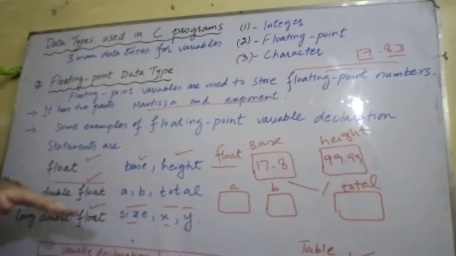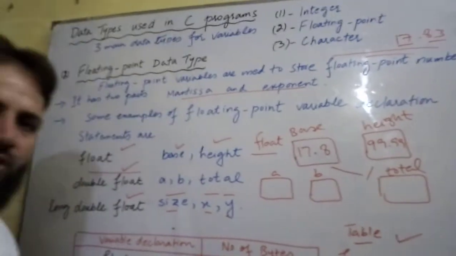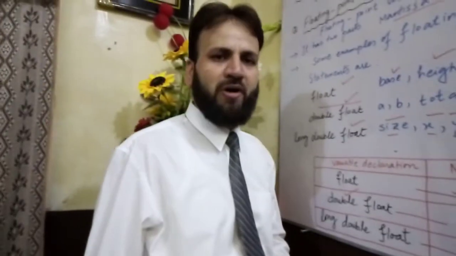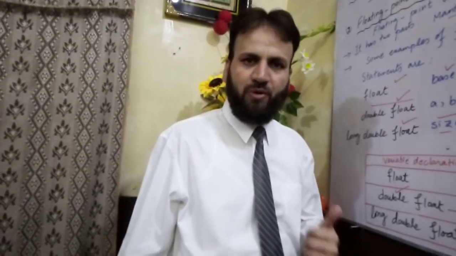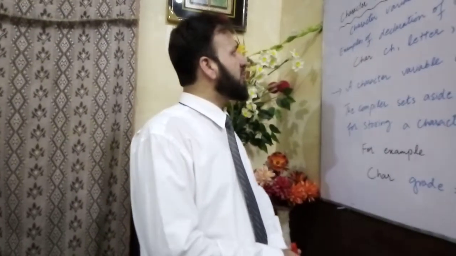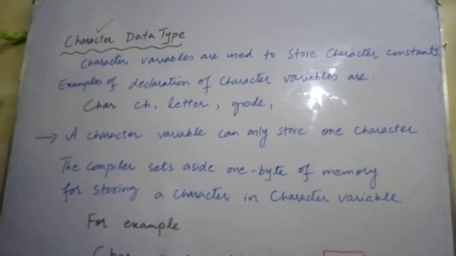Now you have to learn the definition of floating point data types, that floating point variables are used to store floating point values in computer programs. Okay. Now the third data type is the character data type. It is used to store character values.